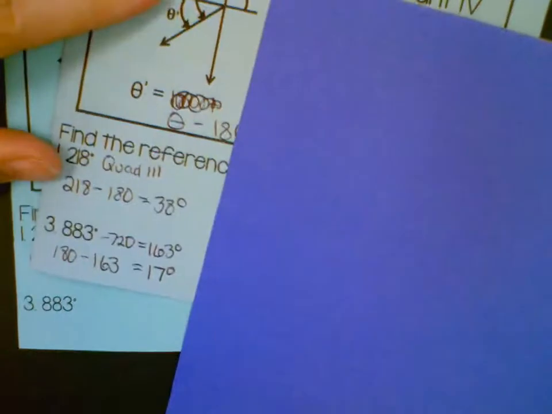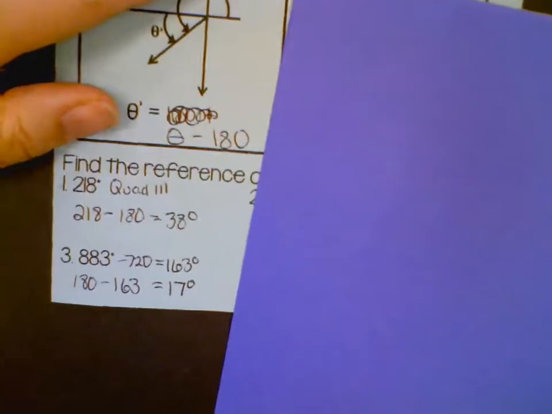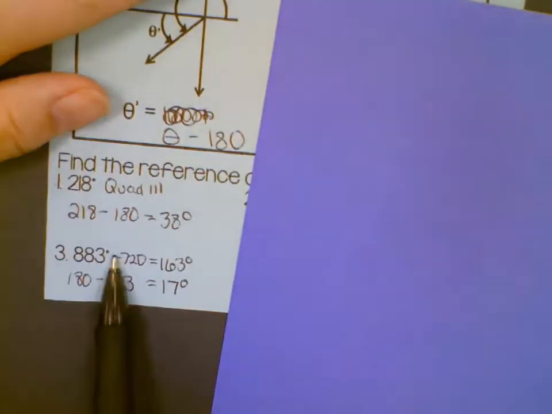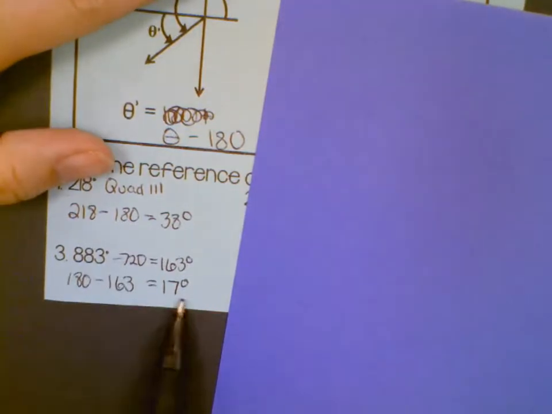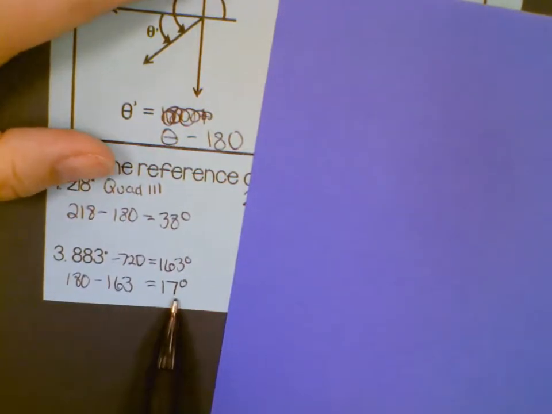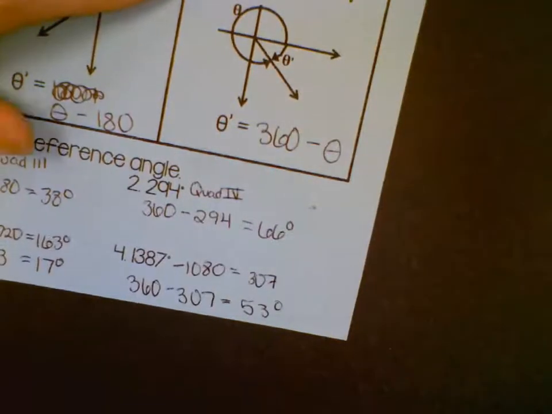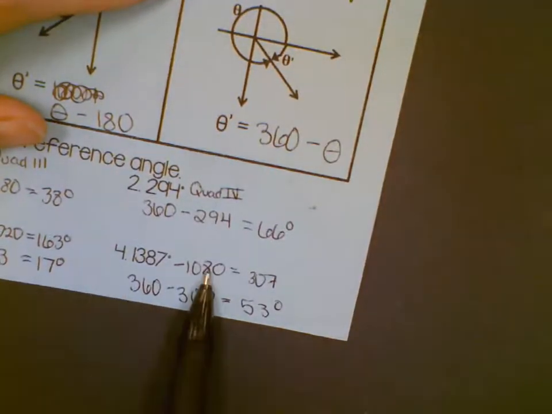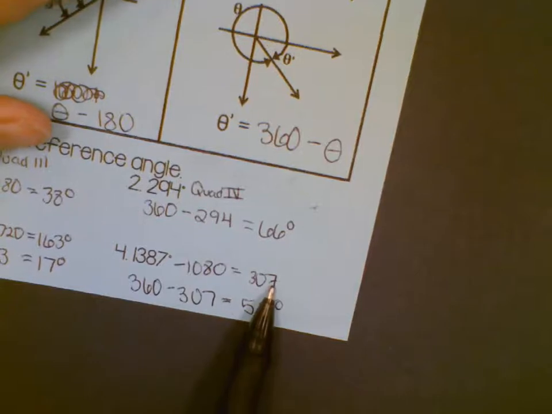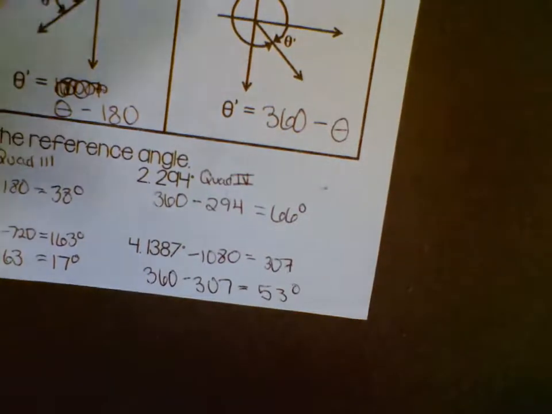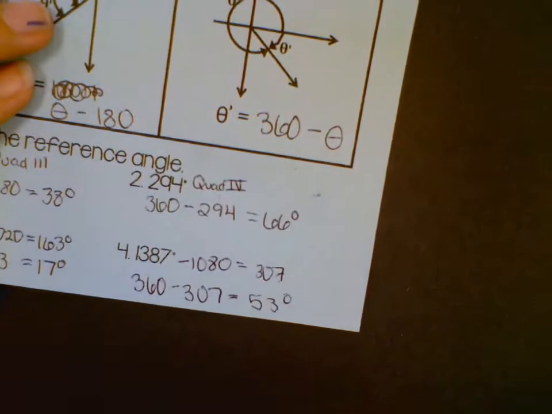So if we take a look at number 3, it ended up landing in quadrant 2. If we subtract 720, we get 163. So 180 minus that is 17. So our reference angle is 17. In number 4, we had to subtract 1080, which gave us 307, landing in quadrant 4, so our reference angle is 53 degrees.